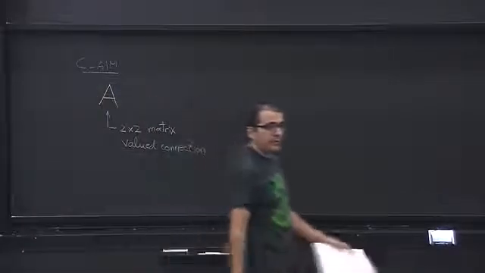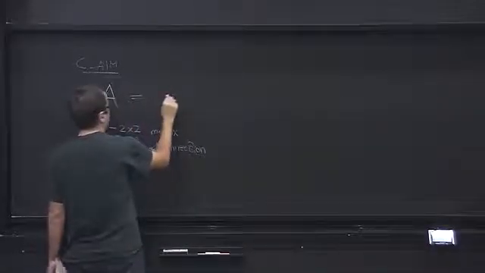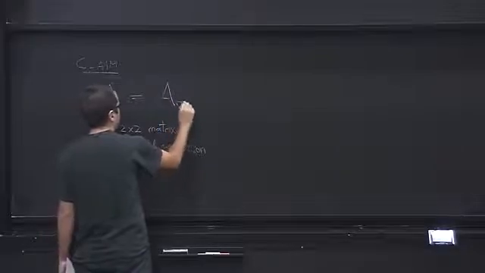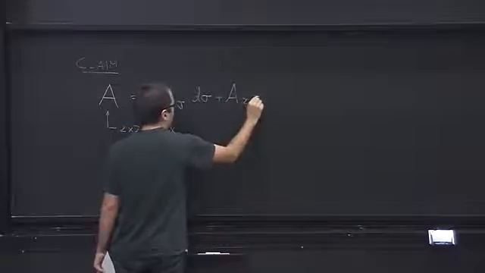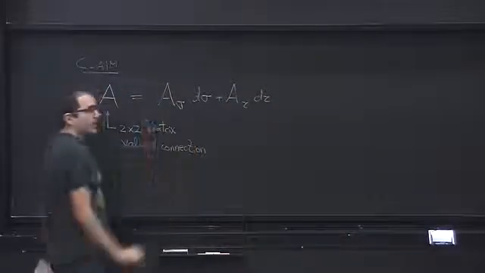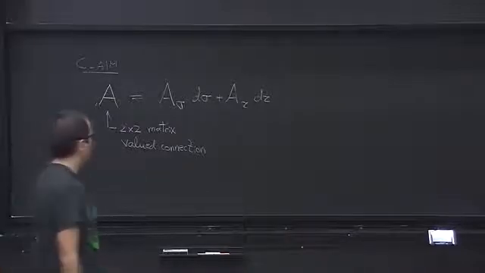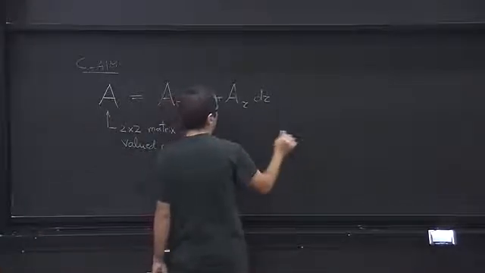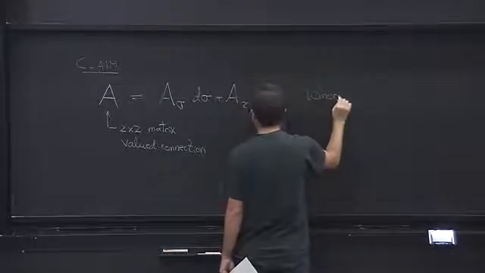Okay? So this matrix-valued connection, it's just like in abelian gauge theories, when you define a gauge field. Okay? So you have A, which is a connection. So it's a form. It has a component along sigma and a component along tau. And each of these, A sigma and A tau, are 2x2 matrices. Okay? What are these matrices? Let me tell you. This is a definition.